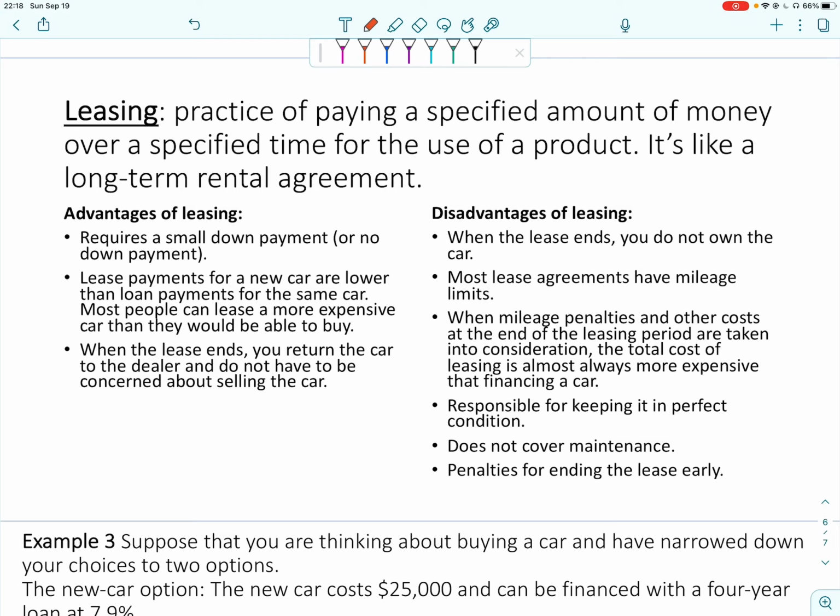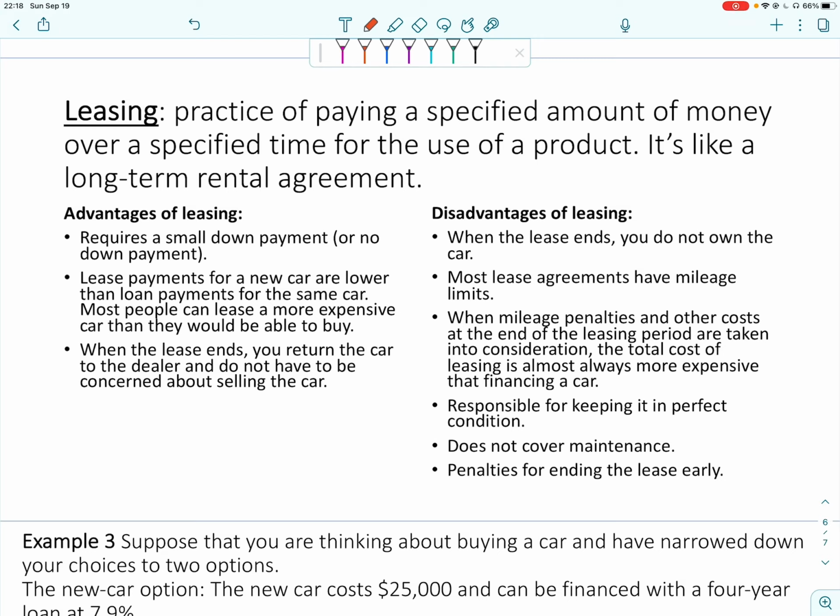Some disadvantages to leasing. When the lease ends, you don't own the car. Most lease agreements have mileage limits, so you aren't allowed to go over a certain mileage during the term of the lease. If you do, there are penalties you have to pay. It might be like, you can't drive over 100,000 miles while leasing the car. So if you do large amounts of driving, leasing may not be a good option for you.